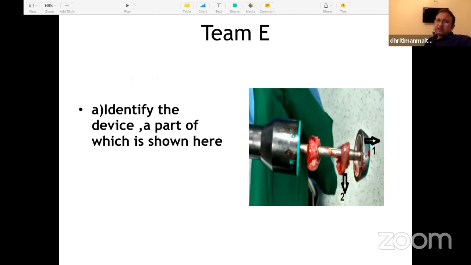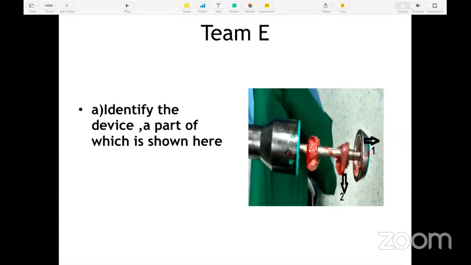Soumya Dipta, identify the device, a part of which is shown here. And you have to name the parts marked as 1 and 2. A part has been marked 1 and some tissue has been marked as 2. What are the technical terms for 1 and 2? We have 1.5 marks for each part you name, and for the device you get 7. Any idea? No, sir. So the time is up too.